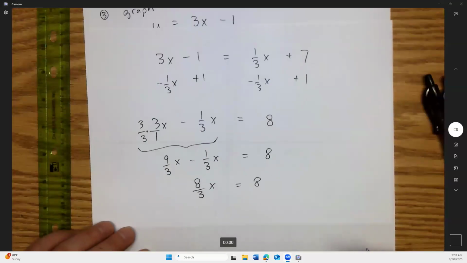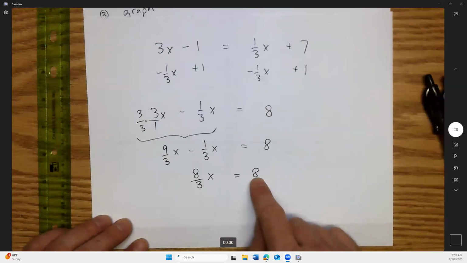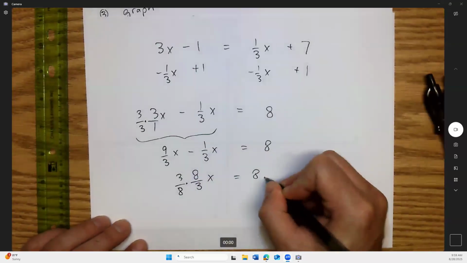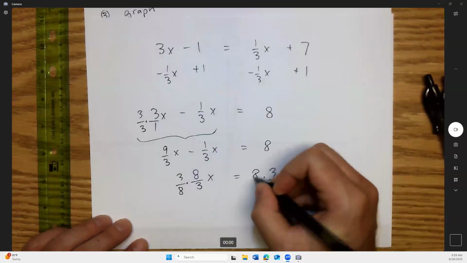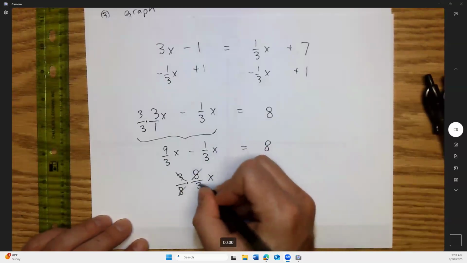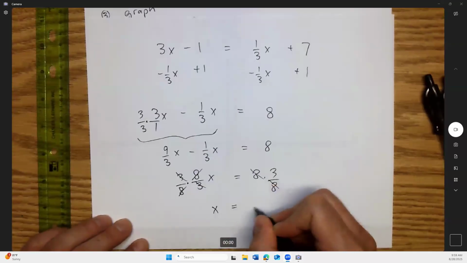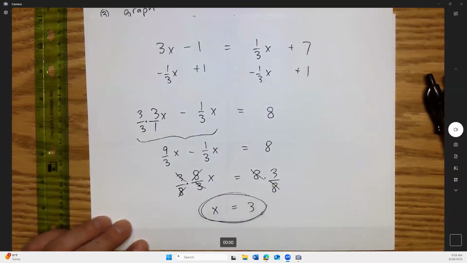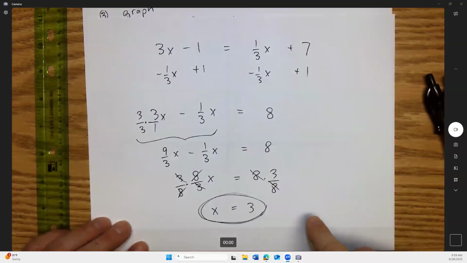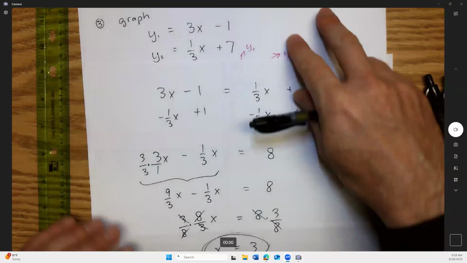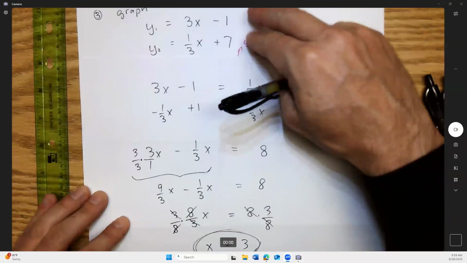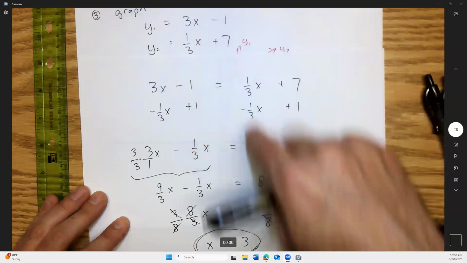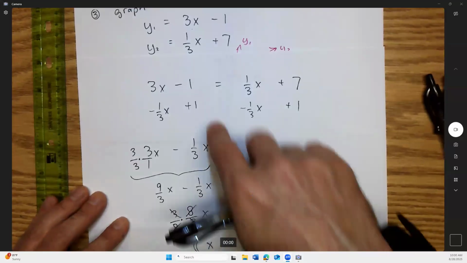Okay, you guys good from there? Because now I just cross multiply the 3 and divide it on the 8. Or if you like, I could multiply both sides by 3/8. That'd be the same thing, wouldn't it? 3/8, 3/8. x equals 3. But there's still one more thing we gotta do. Because there were these two equations, and I'm saying that the x coordinate where they cross is going to be 3. But what's the y coordinate?